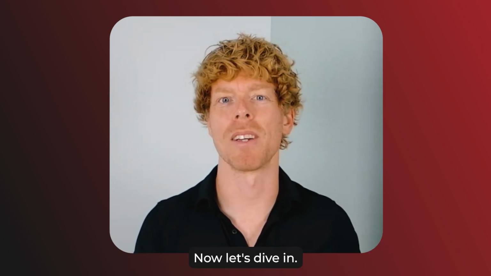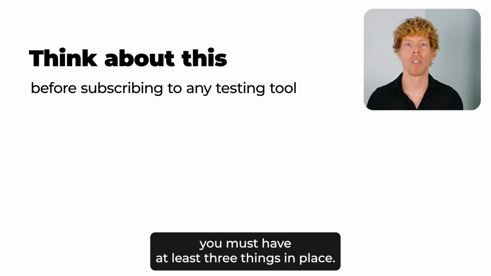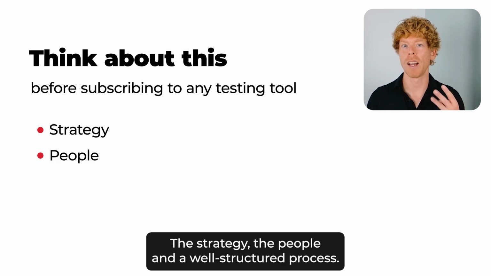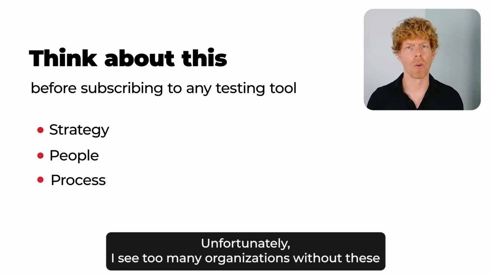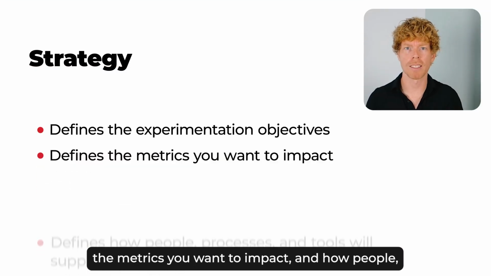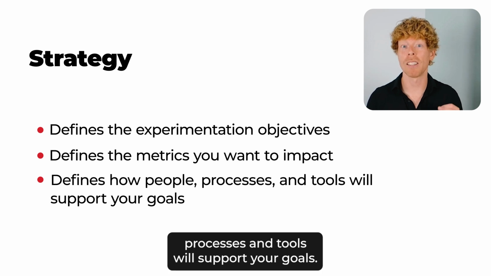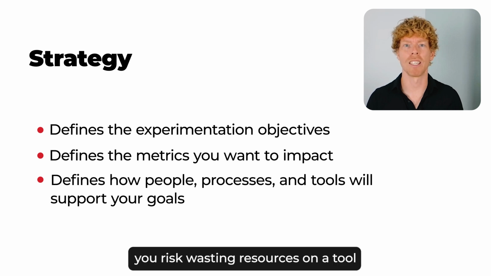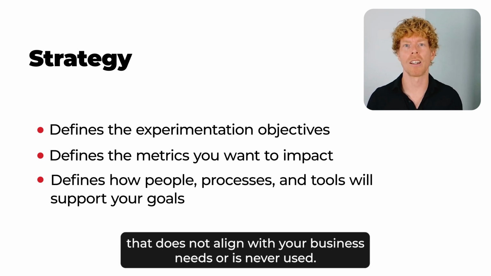Now, let's dive in. Before subscribing to any tool, you must have at least 3 things in place: a strategy, people, and a well-structured process. Unfortunately, I see too many organizations without these that waste tons of money without any results. A clear strategy defines the experimentation objectives, the metrics you want to impact, and how people, processes, and tools will support your goals. Without a strategy, you risk wasting resources on a tool that does not align with your business needs or is never used.